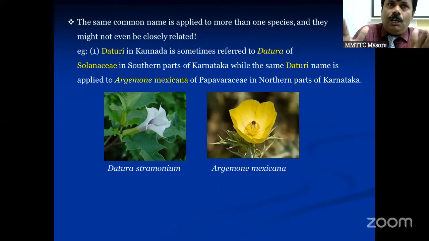I told you, NDS characters: novelty, distinctiveness, uniformity, and stability. These are the names. There should not be degeneration with regard to names also. The same common name is applied to more than one species, and they might not even be closely related. Datturi in Kannada is sometimes referred to Datura of Solanaceae in southern parts of Karnataka, while the same Datturi name is applied to Argemone mexicana of Papaveraceae, a very important plant in the northern parts of Karnataka.